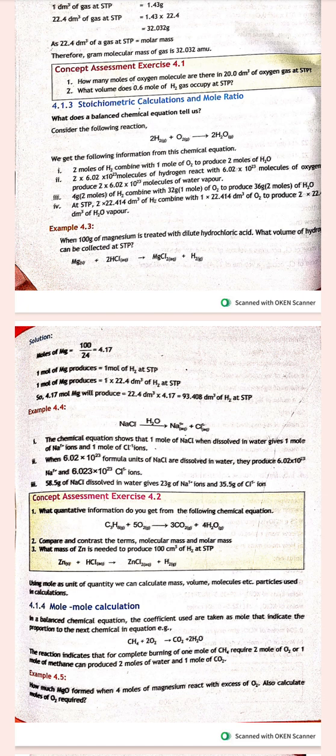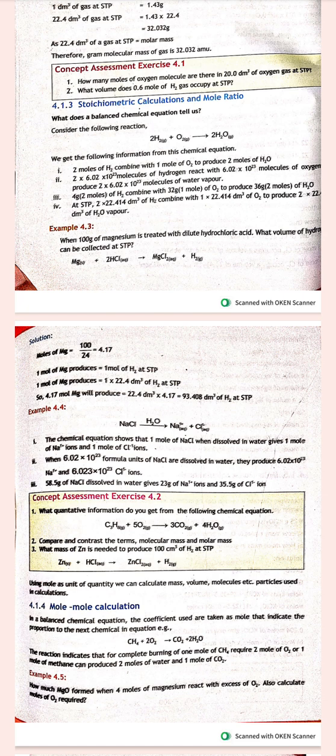2 moles of H2 combine with 1 mole of oxygen from the above equation to give 2 moles of water. So 2 × 6.02 × 10^23 molecules of hydrogen react with 6.02 × 10^23 molecules of oxygen to produce 2 × 6.02 × 10^23 molecules of water. 4 gram of hydrogen combines with 32 gram of oxygen to produce 36 gram of water. At standard temperature and pressure, H2 combines with O2 to produce 2 × 22.414 dm³ of water.